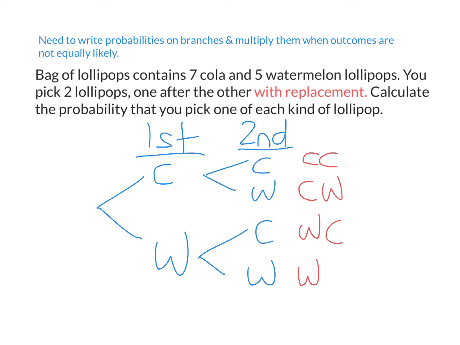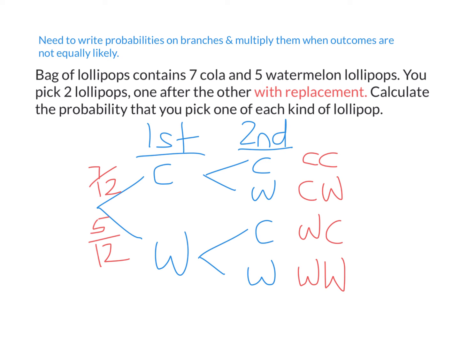The thing here is, though, what makes this question a bit harder than the previous, each of these 4 outcomes is not equally likely. On each go, you're more likely to get a cola. So what we need to do is write the probabilities on the branches. For the first go, your probability of picking cola is 7 out of 12. There were 12 lollipops in total, 7 cola, and 5 out of the 12 lollipops were watermelon. So at each stage, the probabilities should add to 1.